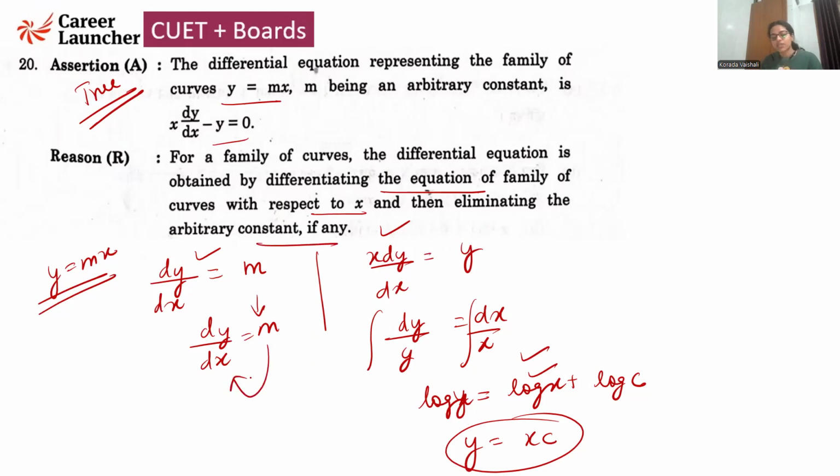So as we can see, we got the arbitrary constant as dy by dx, so we can substitute that down in this equation. So my m is dy by dx multiplied by x, and that is getting me the same equation. Hence A is true and R is true, and R is the reason of A.